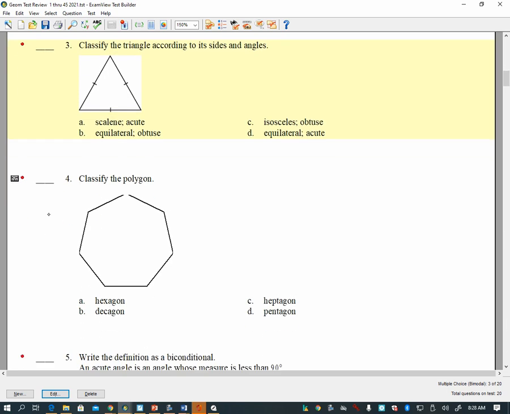Question number 3? Okay, so let me write this one up. So we're going to look at question number 3. Classify the triangle according to its sides and angles. So I want to make a list. Okay, sides. How can I classify a triangle by its sides? What 3 classifications for a triangle do we have by the side lengths?